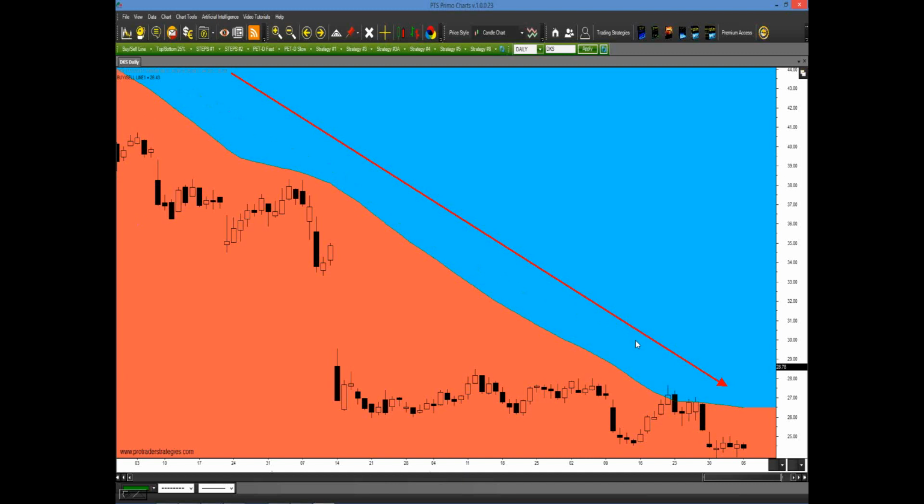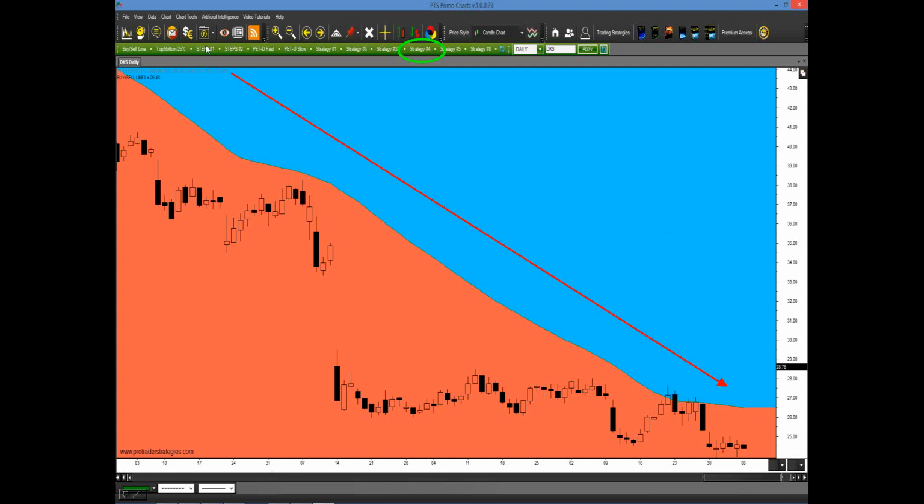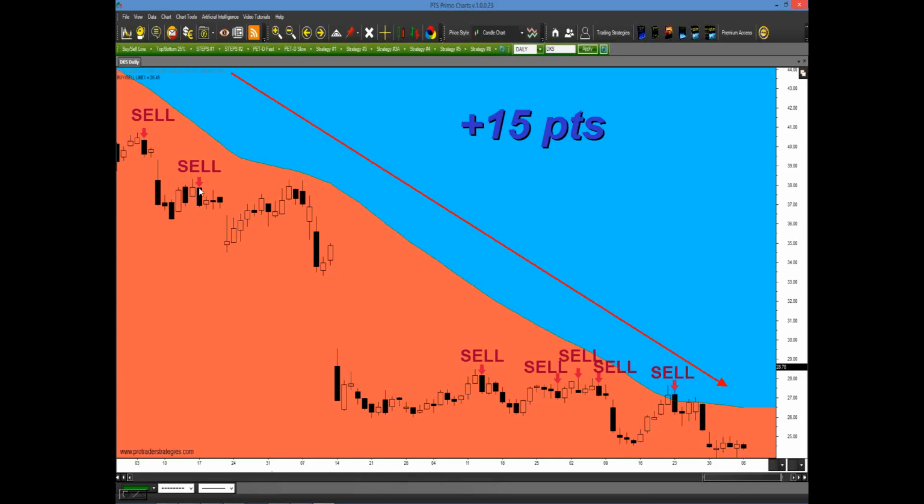So it's safe to say we can take just about any signal we want. And now that we've studied and taken the course, we see that there are a number of sell signals generated based on that pattern. So in order to check our work, we click on the strategy number 4 tab in the upper green strategy tab line here. Click that on to check our work. Click on signal arrow, and we were right. Look at all the sell signals we could have taken advantage of.